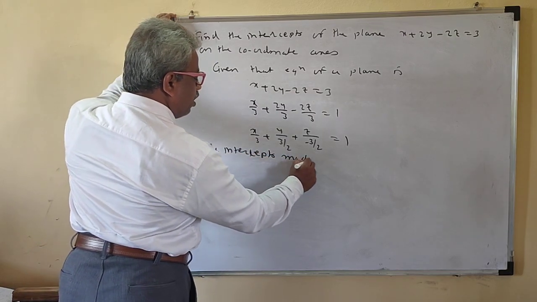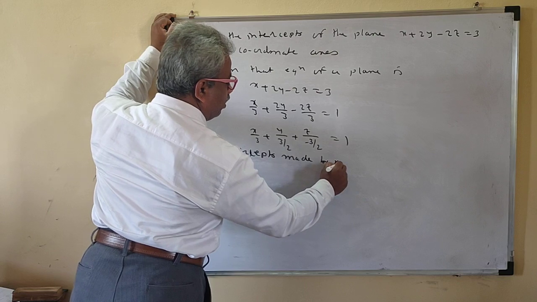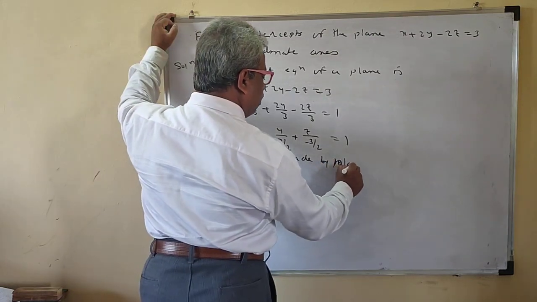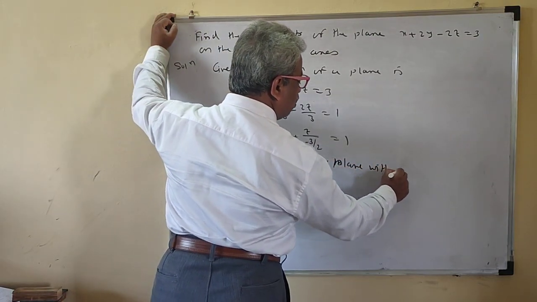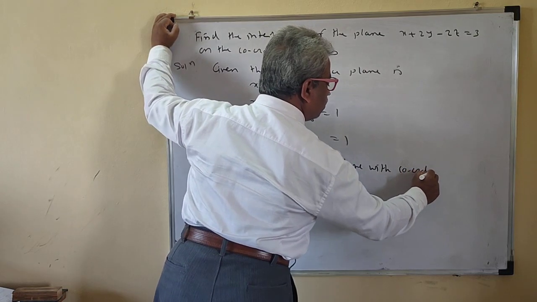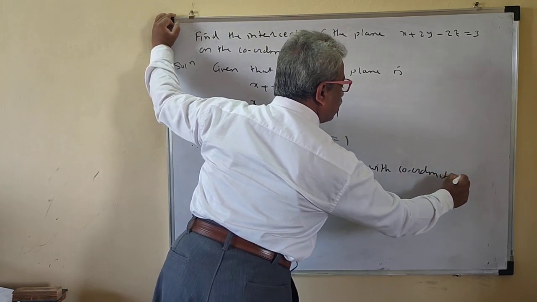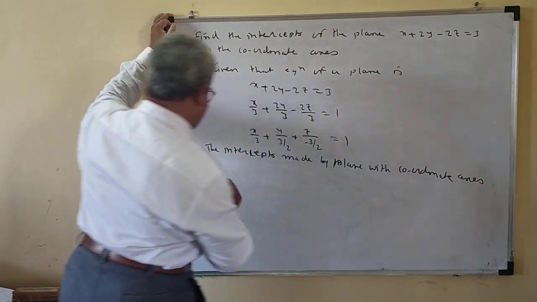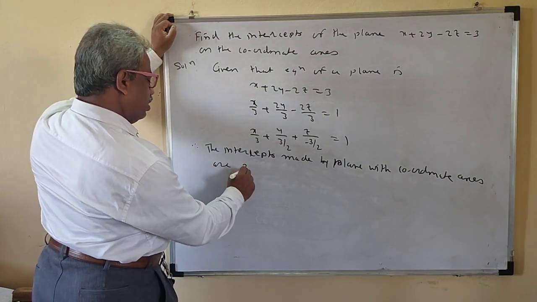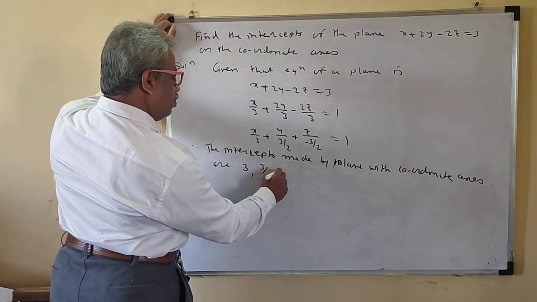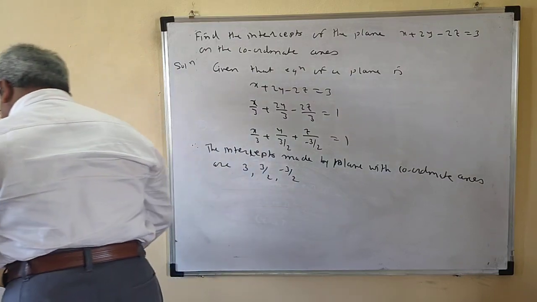Therefore the intercepts made by the plane with the coordinate axes are 3, 3 by 2, minus 3 by 2.